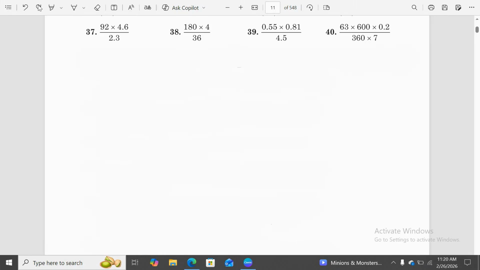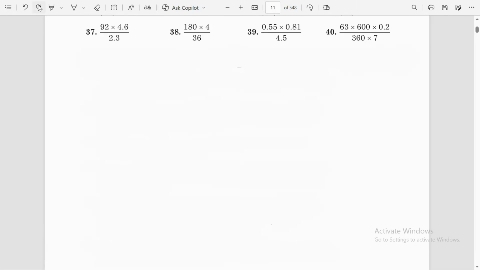Multiplying first and then dividing in question number 40 is a long method. So we'll go for simplification. Cut the zeros, 1 from 600 and 360, then 7 ones are 7, 7 nines are 63, 6 sixes are 36, and 6 tens are 60. 2 threes are 6, 3 twos are 6, and 3 threes are 9, 2 ones are 2, 2 fives are 10.